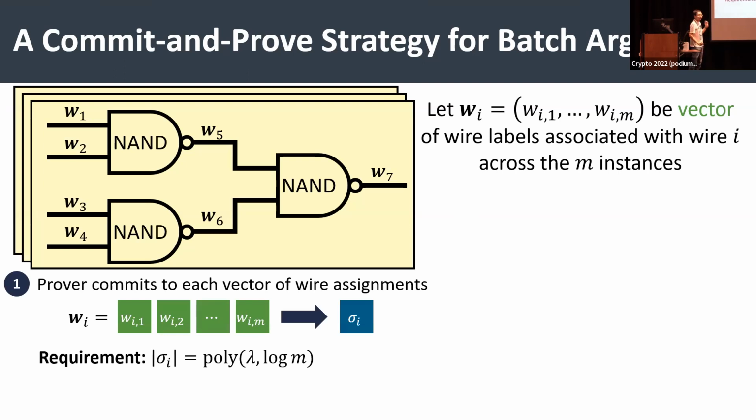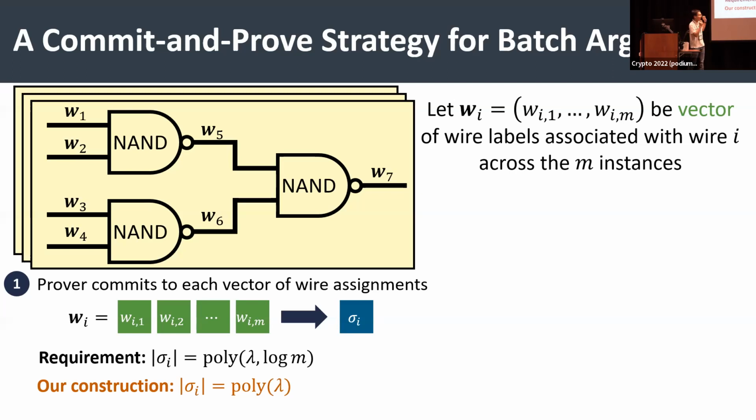Importantly, for our construction, we will require that these vector commitments be succinct. Namely, the size of a commitment should scale polynomially in a security parameter, but importantly, polylogarithmically, or better yet, independent of the length of the vector or the number of instances that we are committing to. In our particular case, the length of the commitment will actually be independent of the number of instances.